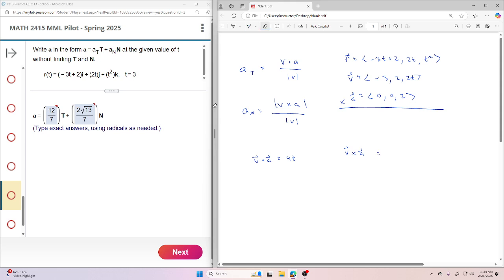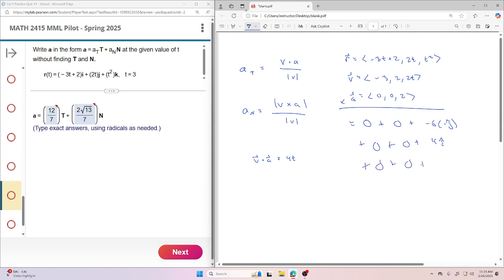So here, you know what I'm going to do? I'm just going to do this. I'm going to do it properly. So it's a -6 negative j, I think. 0, 0. And then that's a 4 positive i, and then zeros for the last one. And we would get 4, 6, 0.